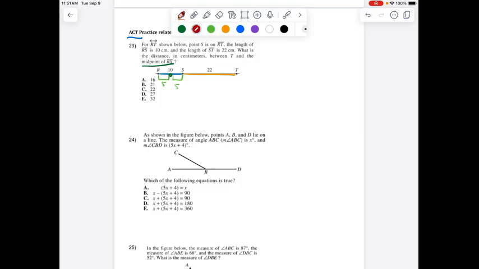So if the question's asking, what is the distance in centimeters between T and the midpoint of RS, it's asking for that length. And if you think about it, the length from here to here is 5 units, and then the remaining from here to here is 22 units. So if you add them together, your answer would be D, 27.